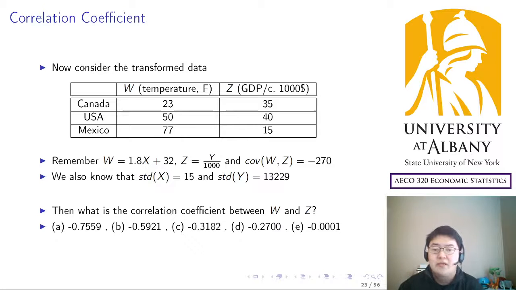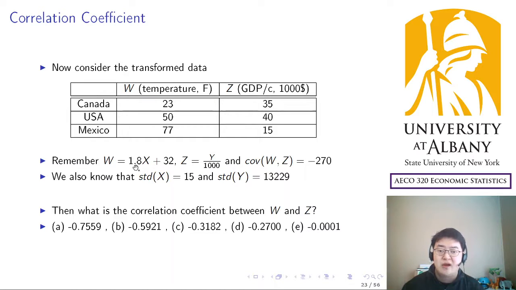Hey, let's see how we calculate the correlation coefficient. What I wanted you to do here is calculate the standard deviation of W and Z using the linear relationship. So, standard deviation of W will be 1.8 times 15. And the standard deviation of Z would be this number divided by 1000. Right? That's what we learned in chapter 4.